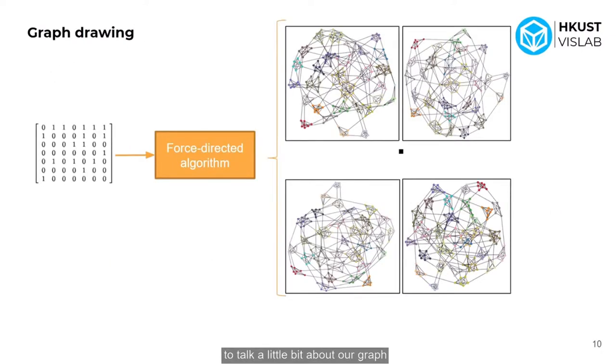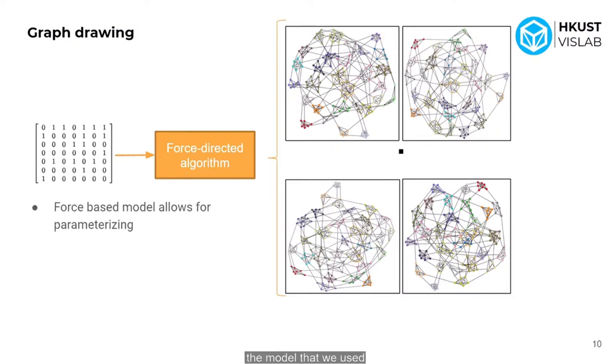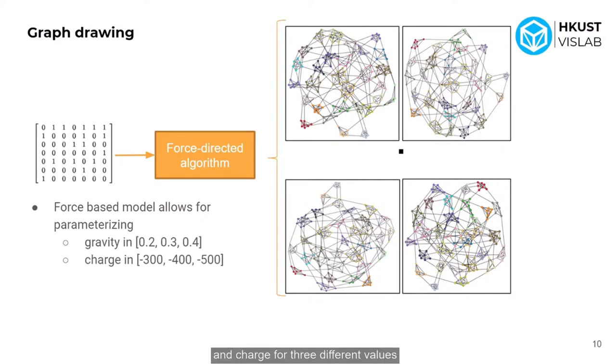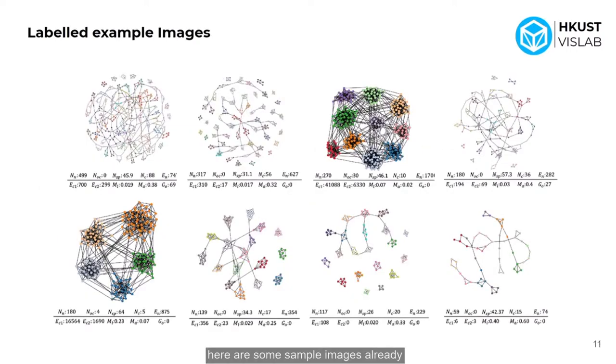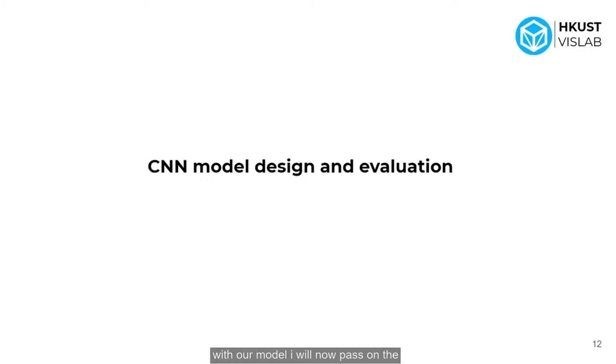To talk a little bit about our graph drawing algorithm, it would take the underlying network structure and generate a particular graph layout. The model that we used allowed us to parameterize the gravity with three different values and charge for three different values, allowing us to create 9 different layouts based on the different pairings of gravity and charge for any single underlying network structure. Here are some sample images already labeled that we were able to generate with our model. I will now pass on the time to my co-author, Hamad.